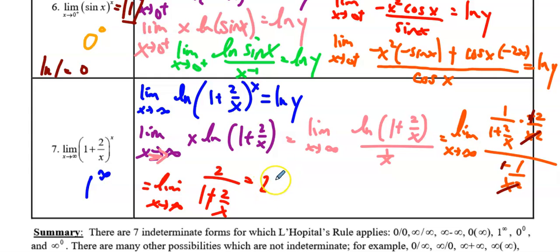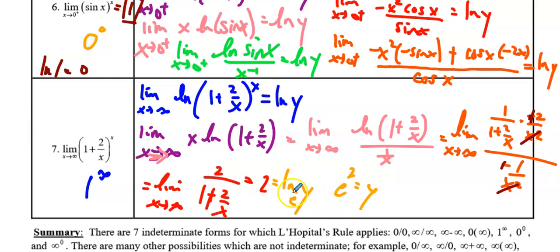Now remember, this 2 is equal to the natural log of y. So the natural log of y is equal to 2. Now you guys hopefully remember how I can solve this. We can rewrite this, and so this is the natural log of y equals 2, so e squared is equal to y.